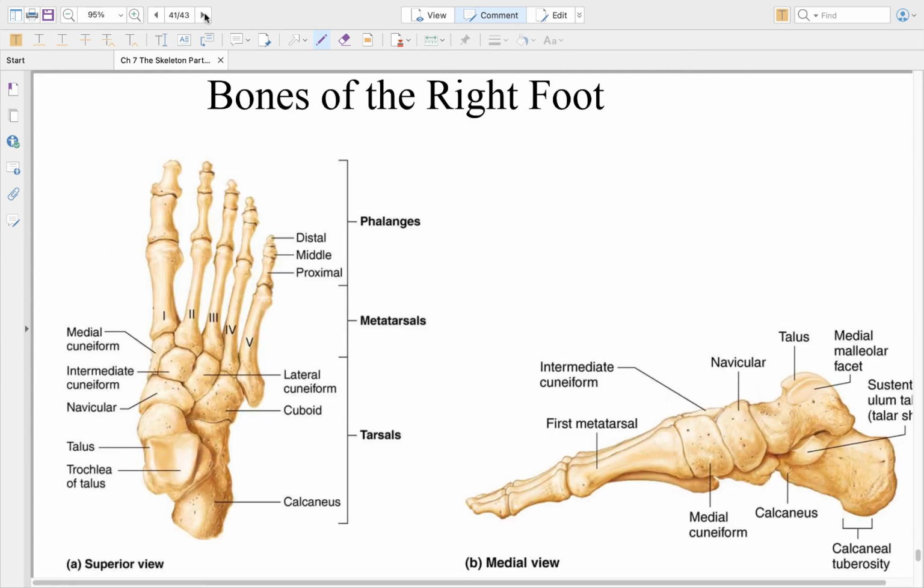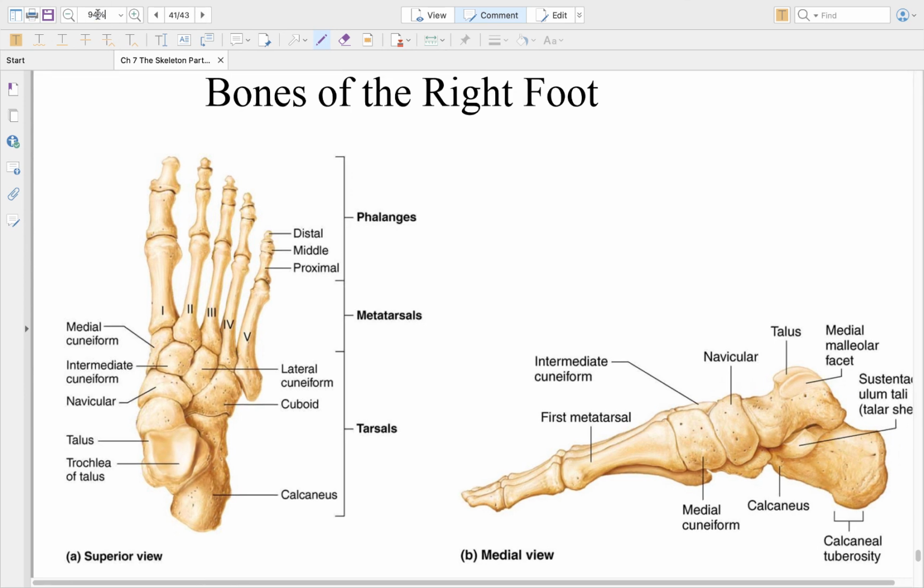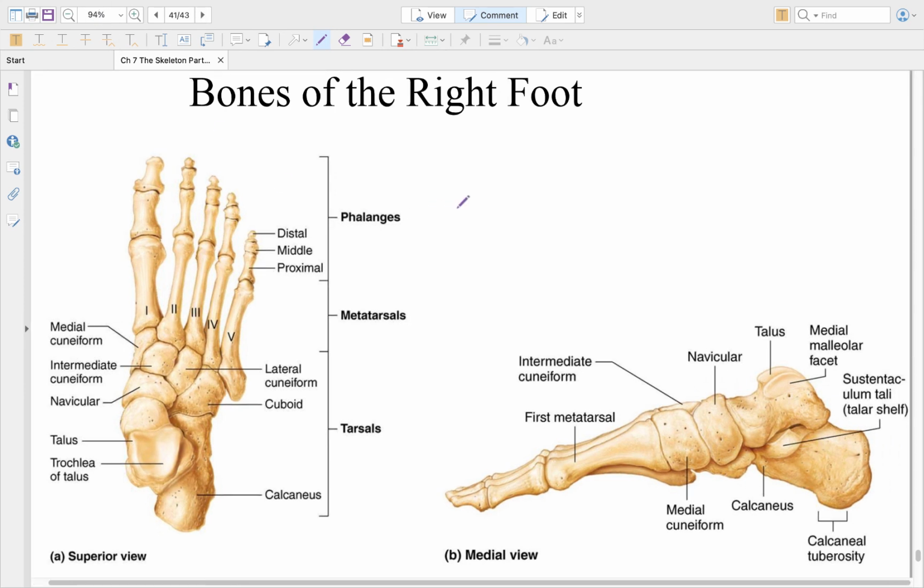Now, bones of the foot. The bones of the foot are not too difficult, but we do need to know them. And the good thing is that the foot has phalanges, distal, middle, and proximal, and metatarsals. So don't mix up carpal and tarsal. The tarsals are the ankle bones, and we do need to know the ankle bones. The biggest one, calcaneus.